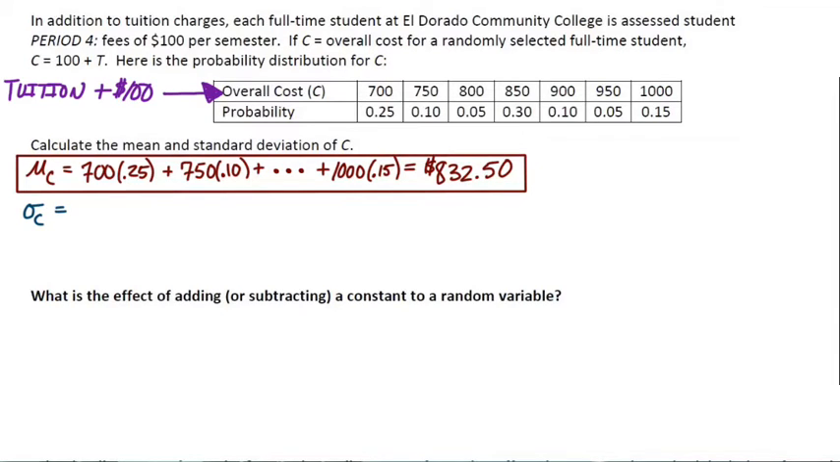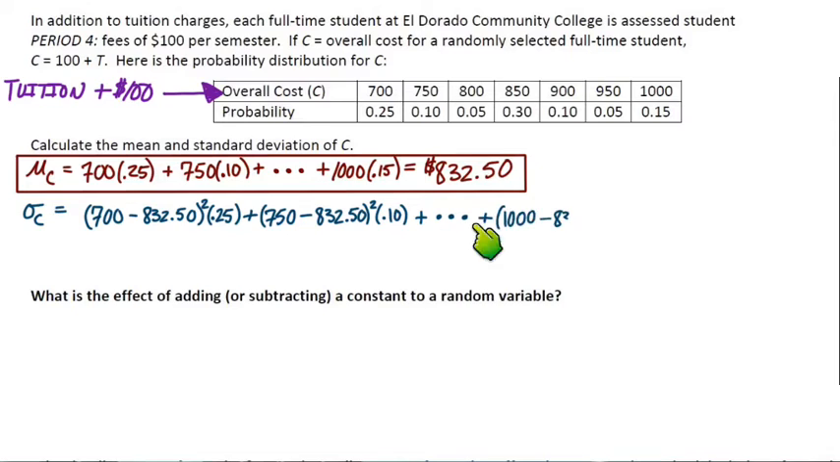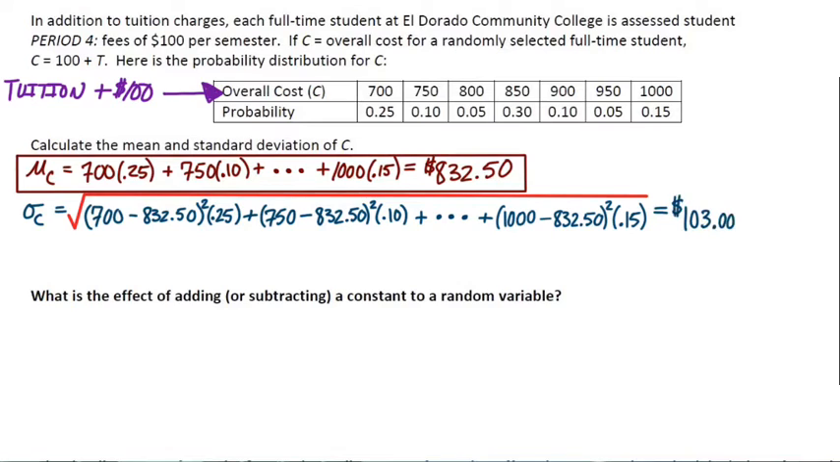So the standard deviation for C, let's start with 700, subtract our mean, which in this case is 832.50, square that difference, multiply it by its probability, which is 0.25. Then let's go to 750, subtract the mean, square that difference, multiply it by its probability, and so forth. Let's go down the line all the way to 1,000, subtract the mean, square it. You'll notice if you calculate this, you're still at $103.